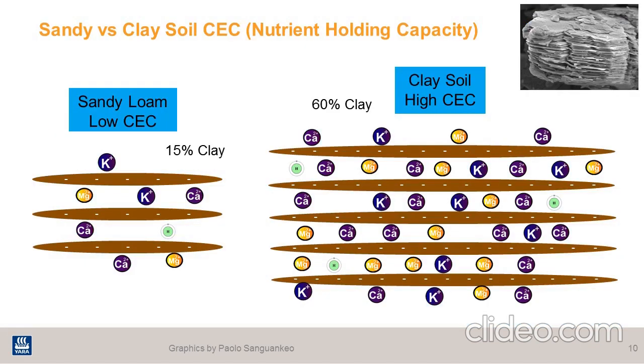Different soil will have different cation exchange capacity, or the ability for the soil to hold nutrients. Obviously, soil with higher clay content will have higher cation exchange capacity and nutrient holding capacity. And soil with lower clay content, for example, sandy soil, will have much lower cation exchange capacity, or nutrient holding capacity.